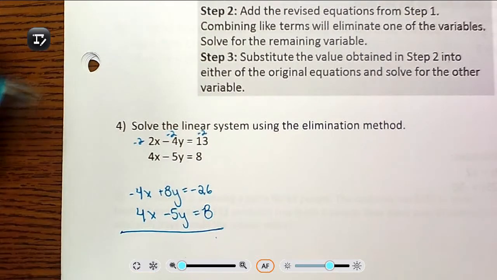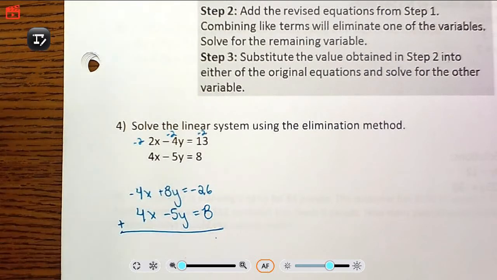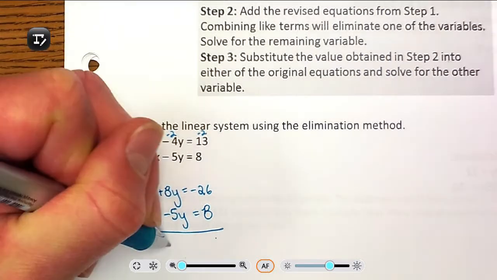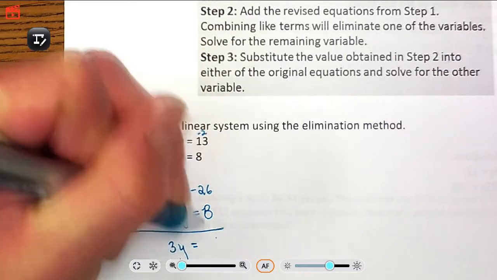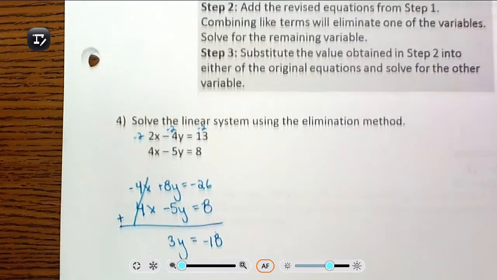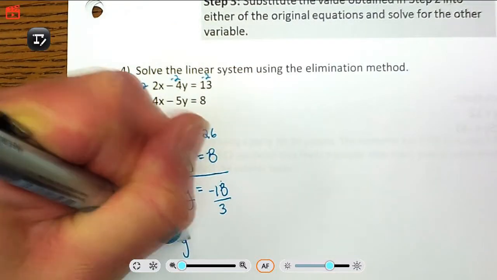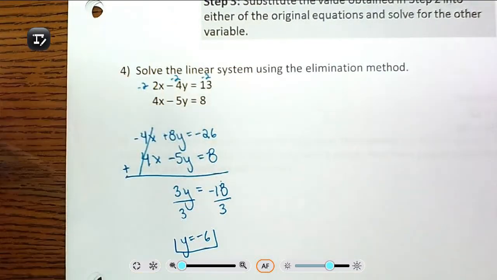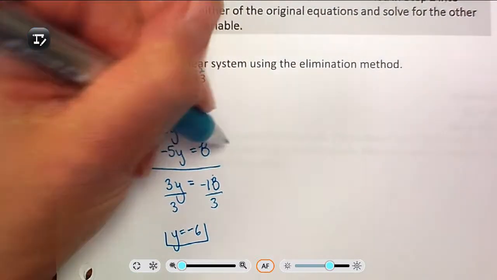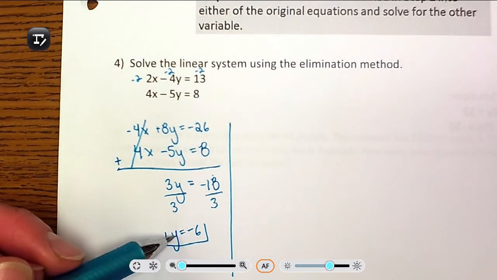All right. Now, let's add them up. So I'm going to do a linear combination and add these equations. I get 3y equals negative 18. I know 6 goes into 18 3 times. Okay, so that's all my first column of work. It's pretty quick to go ahead and get your first variable.